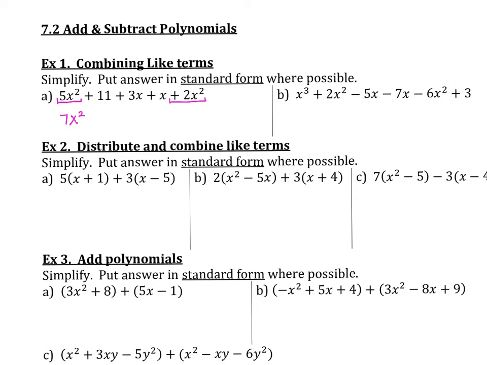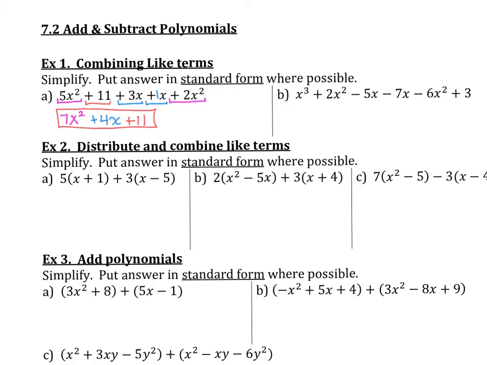Okay, now that I did the x to the seconds, I'm going to look for the x's and see if I can combine any x's. Here's an x. I have 3x plus x. So 3x plus 1x is positive 4x. Okay, what am I left with? And then I just have this plus 11. Okay, this is my final answer. I combined all the like terms. This is in standard form because it goes from the highest exponent to 1 to no exponent.